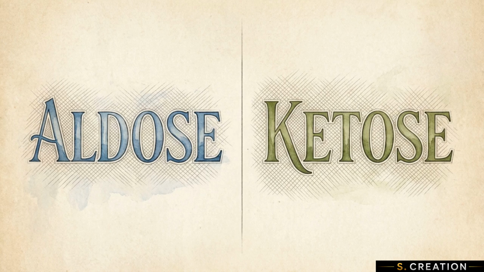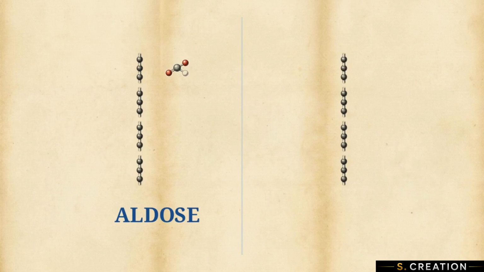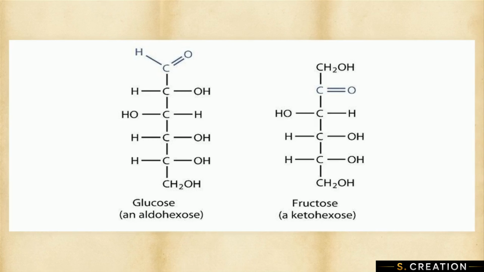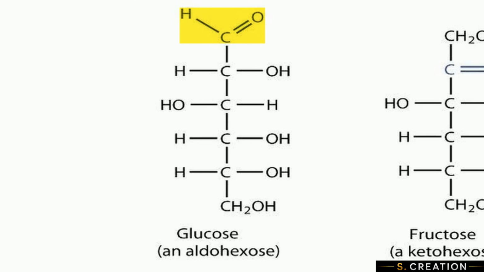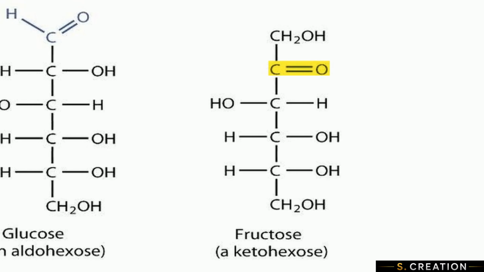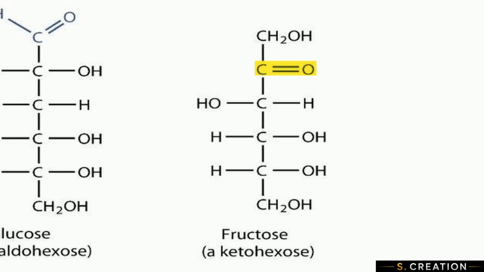Monosaccharides are classified by their primary functional groups. If they contain an aldehyde, they are aldoses. If they contain a ketone, they are ketoses. Hexoses, 6-carbon sugars, provide a clear comparison. Glucose is an aldohexose. Its aldehyde group is located at the top, attached to the first carbon. Fructose is a ketohexose. Its ketone group is lower on the chain, at the second carbon.